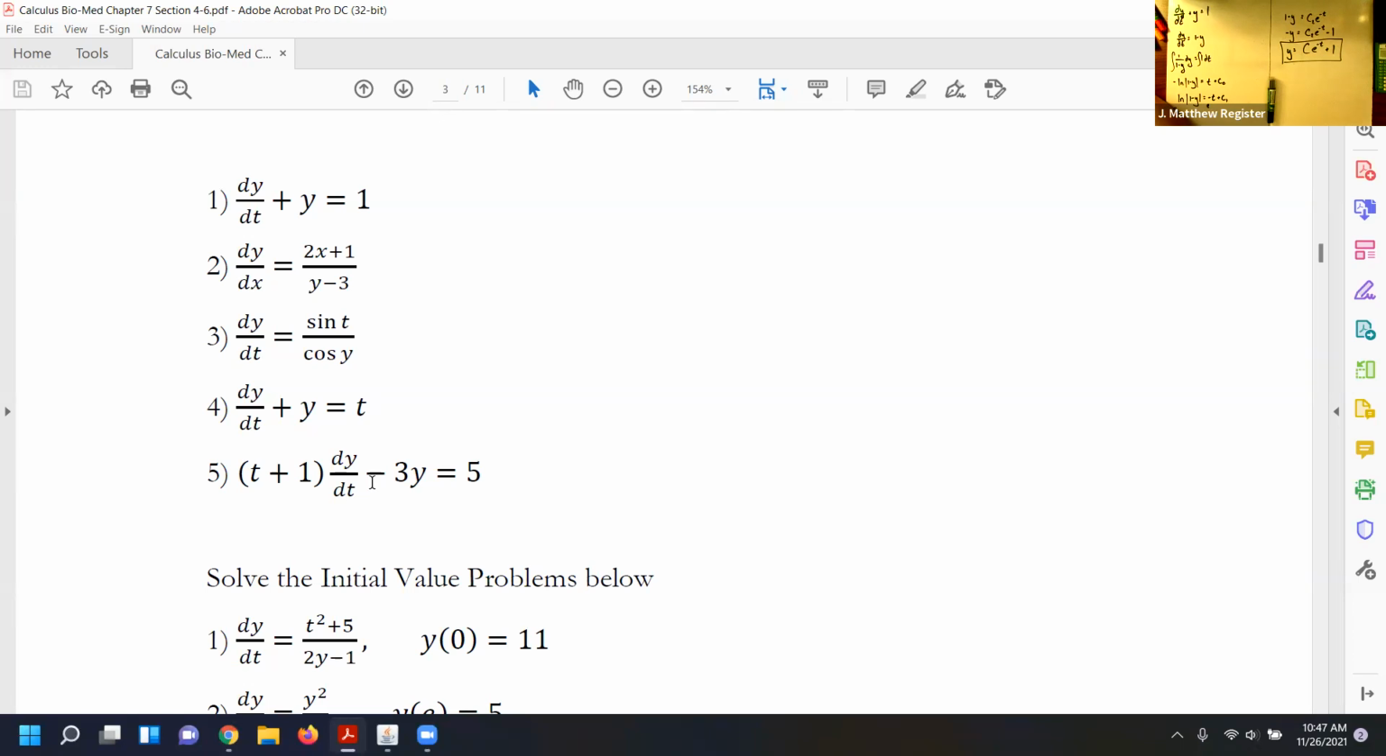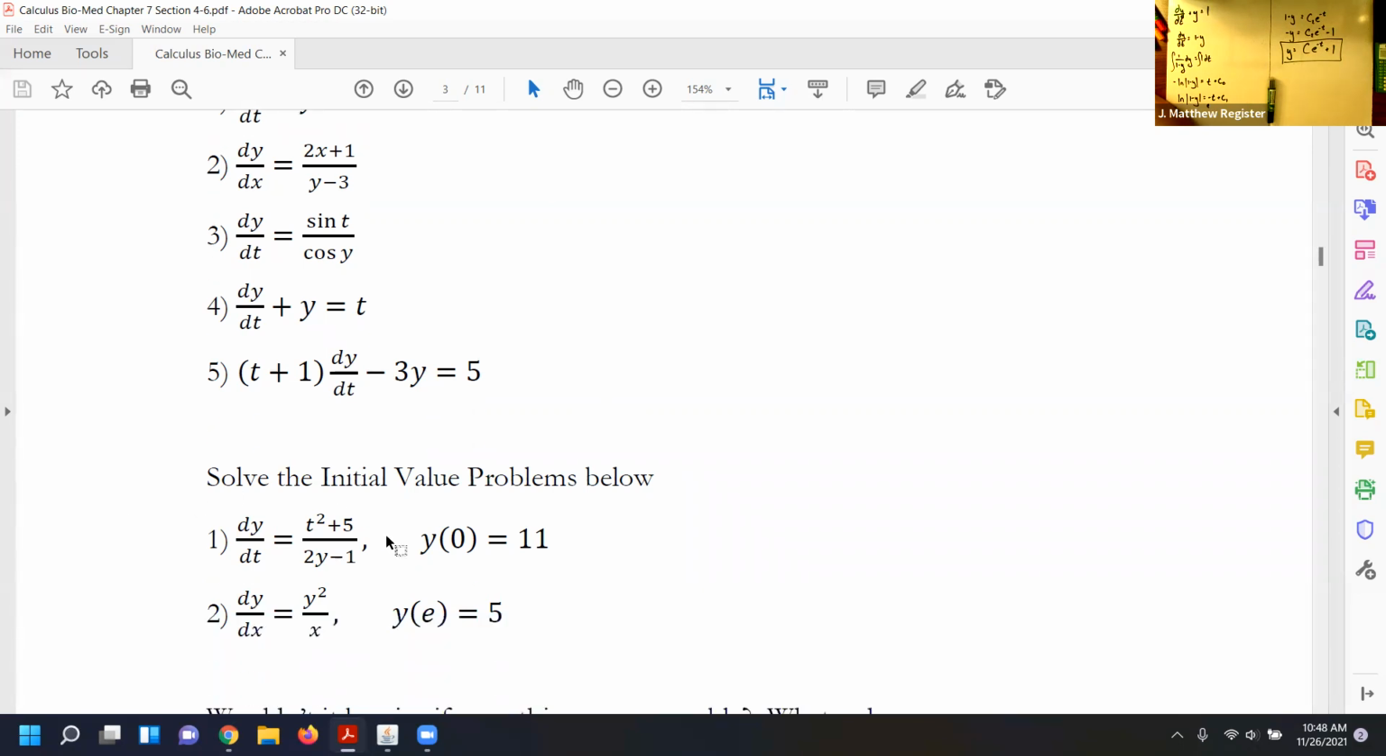5 is also separable. We just move the 3y over, and then we could bring the t plus 1 dt over, and then we could bring the 3y plus 5 over and integrate. Let's do an initial value problem. Let's do number 1 for this initial value problem, just so that we can make sure we know how to do it.